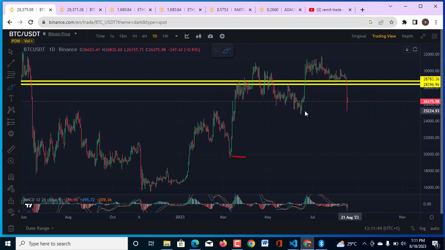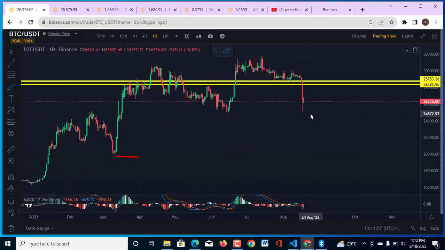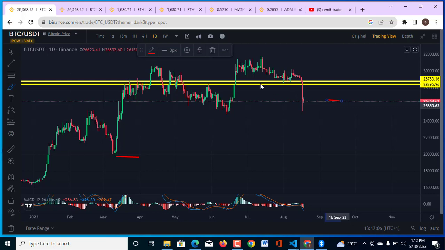And the target after a breakout on this level of $25,000 is for the market to come into this very zone of $20,000 at this very area. This is what I am paying attention to right now, and therefore you should be looking for the market moving downward.